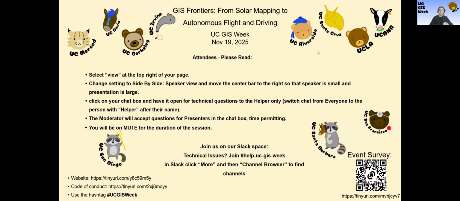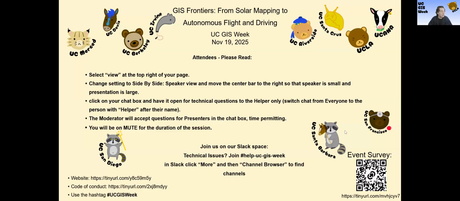Thanks so much, Danielle. Hey, everybody, welcome to day two, session two of UCGIS Week. In this session, we're going to have three fascinating presentations on GIS frontiers. We're going to talk about mapping solar geometry, air taxis, and autonomous vehicles. A lot of really exciting technologies that we're going to cover today.